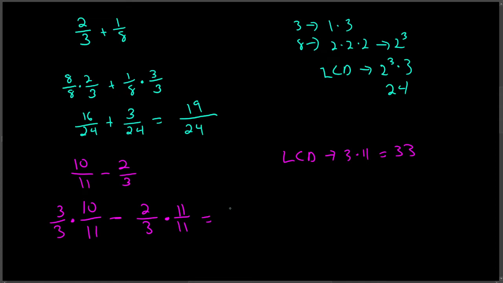Multiply across the tops, 30 33rds minus 2 times 11 is 22 33rds. The bottom will be my common denominator, and the top will be the subtraction of the numerators. 30 minus 22 is 8. And I double check to make sure this is in the simplest form.